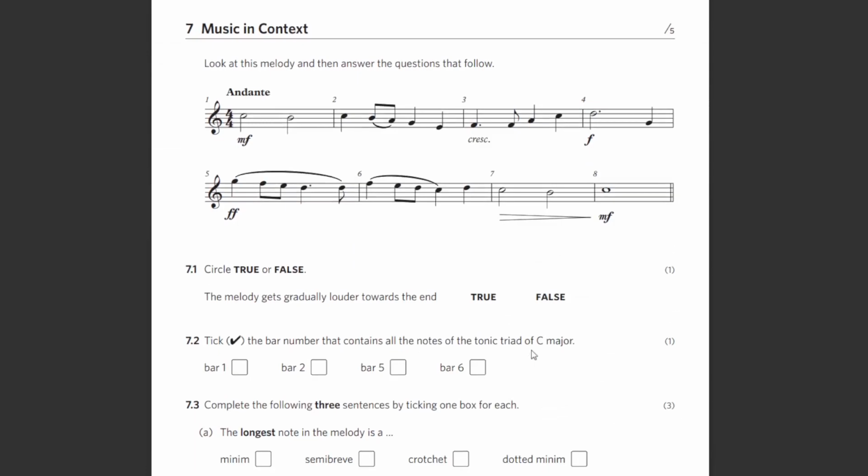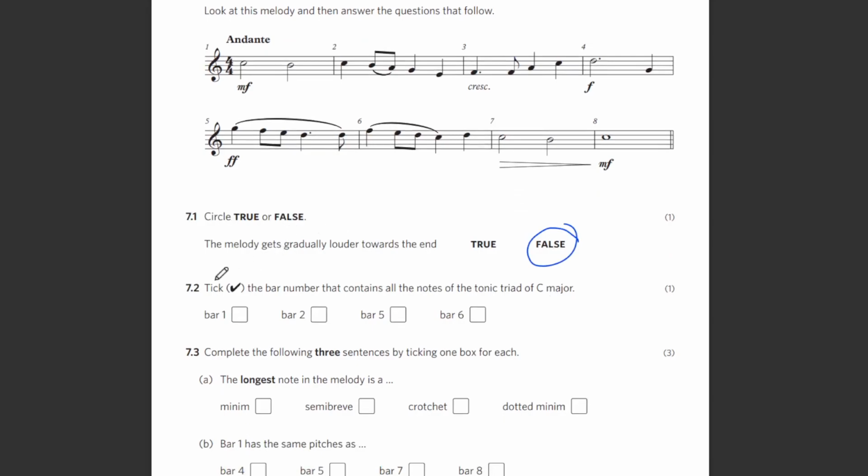Okay, the last section is on music in context, where you're given a piece of melody and you need to answer the questions that follow. In 7.1, you're asked to circle true or false. The melody gradually gets louder towards the end. Towards the end, you have a diminuendo. So it actually gets softer or quieter towards the end. So it is false.